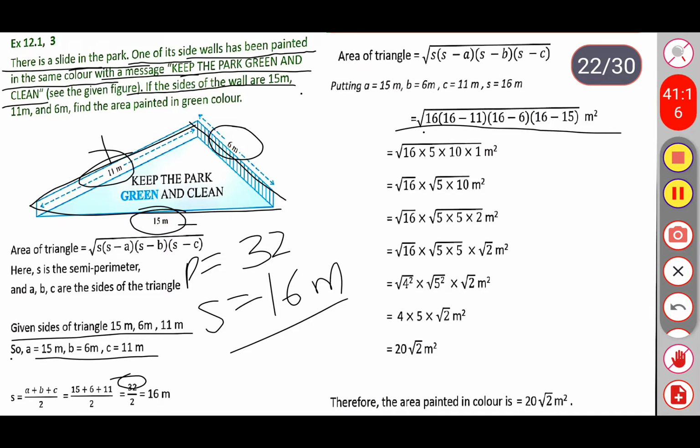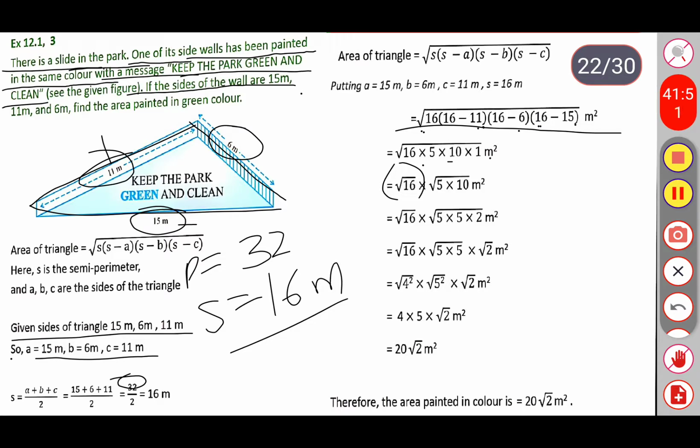So area of the triangle is equal to square root of s into s minus a, s minus b, s minus c. Therefore s value is 16 and the remaining three sides are 15 meter, 11 meter and 6 meter. So substitute all those values. 16 minus 11, 16 minus 6 and 16 minus 15. 16 write as it is. 16 minus 11 is 5, 16 minus 6 is 10, 16 minus 15 is 1.